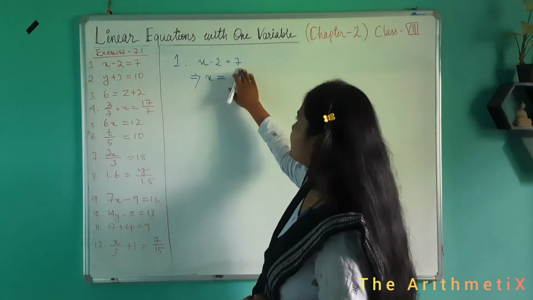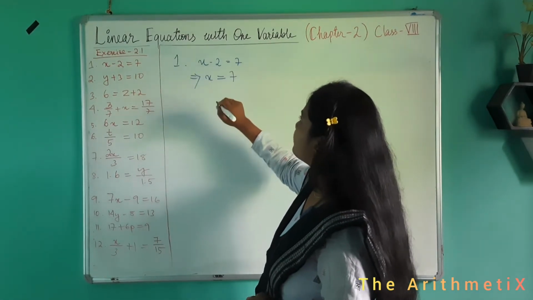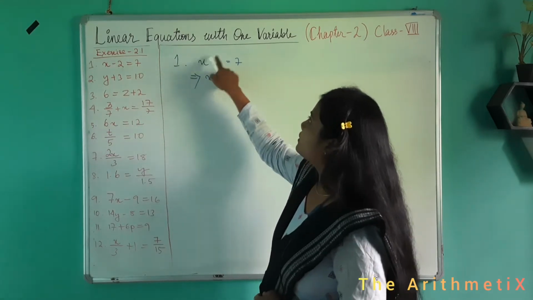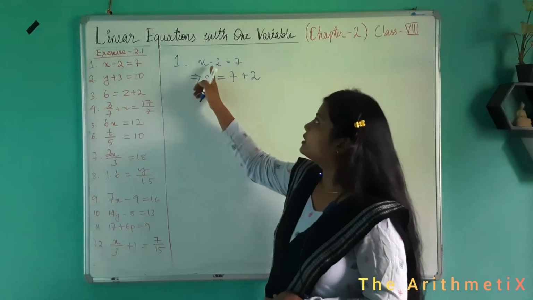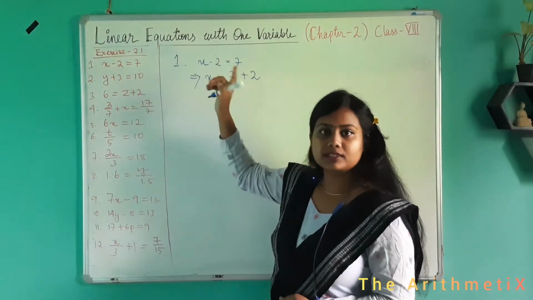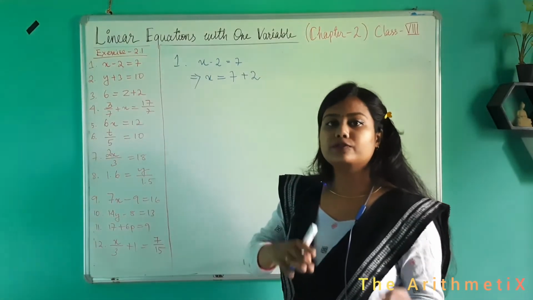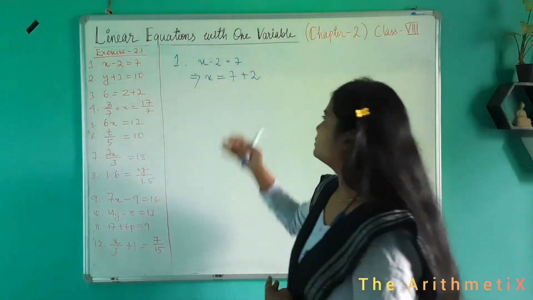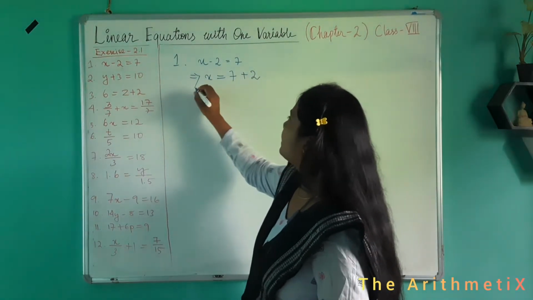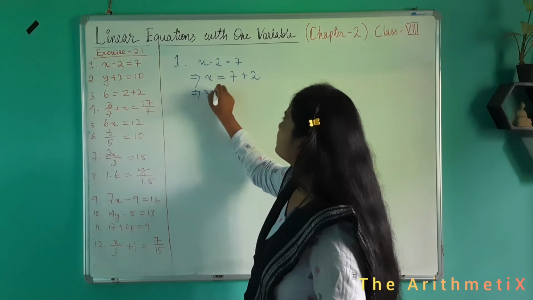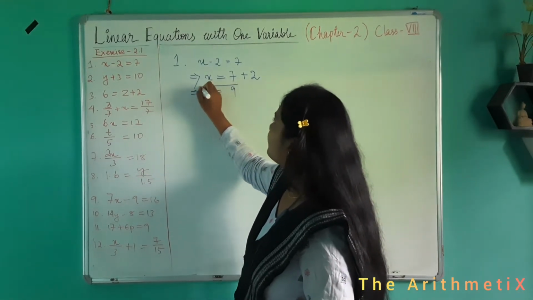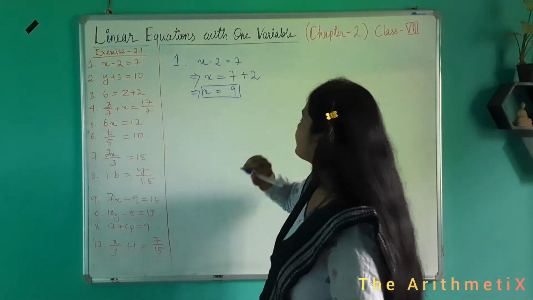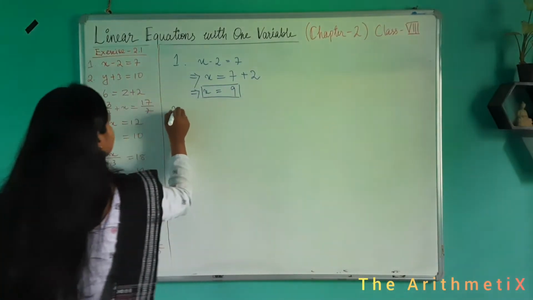The number already present in the RHS will remain there, and transpose 2 to the other side and it will be plus 2. Initially the sign of 2 was negative in the LHS, so after transposing it will be positive. So it will be 7 plus 2 on the RHS. Solve it. 7 plus 2 is 9. So the value of x is 9. See how easy it is.